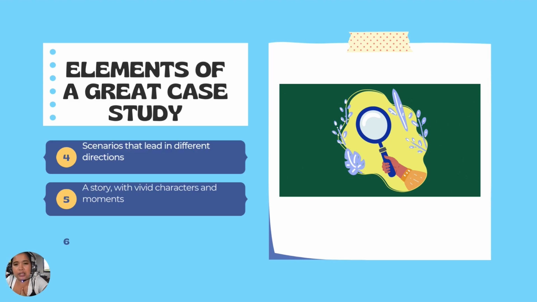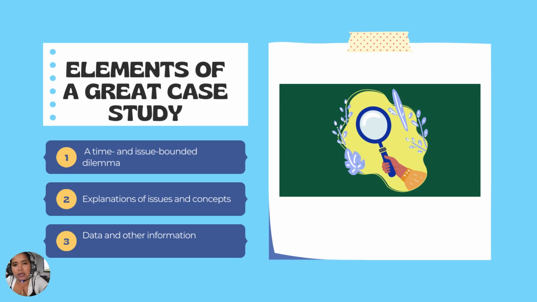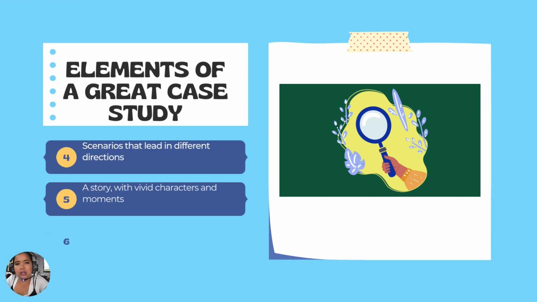The fourth one is scenarios that lead into different directions. If the third element of a great case study is putting in results analysis that will back up the explanations of issues and concepts, here naman, you're going to create a different scenario or a different perspective that will lead to a different direction. Usually the pros and the cons are presented in that part.